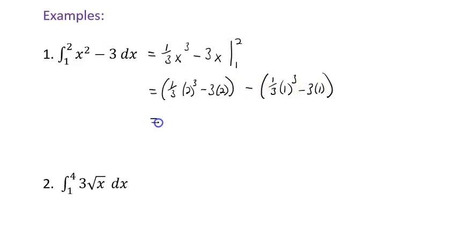And so I know that 2 cubed is 8, so I have 8/3 minus 6, and that ends up to be negative 10/3. And then over here, 1 cubed is 1, so I really have 1/3 minus 3, and that ends up to be negative 8/3. And because I had that minus between them, I have that minus here. These will be two negatives making a positive. So I have negative 10/3 plus 8/3, which ends up to be negative 2/3. And so I end up with that negative 2/3 as the answer for the exact area here.